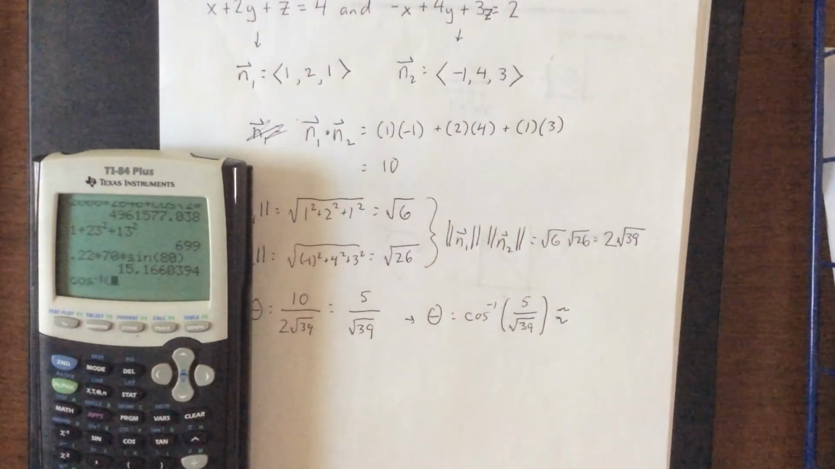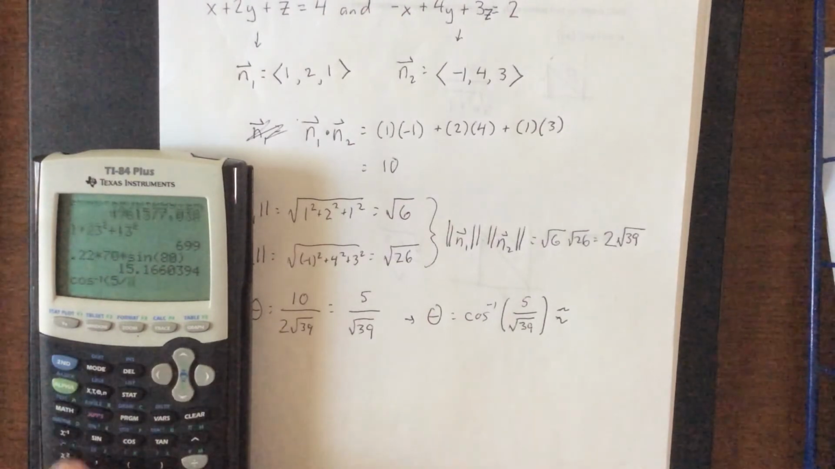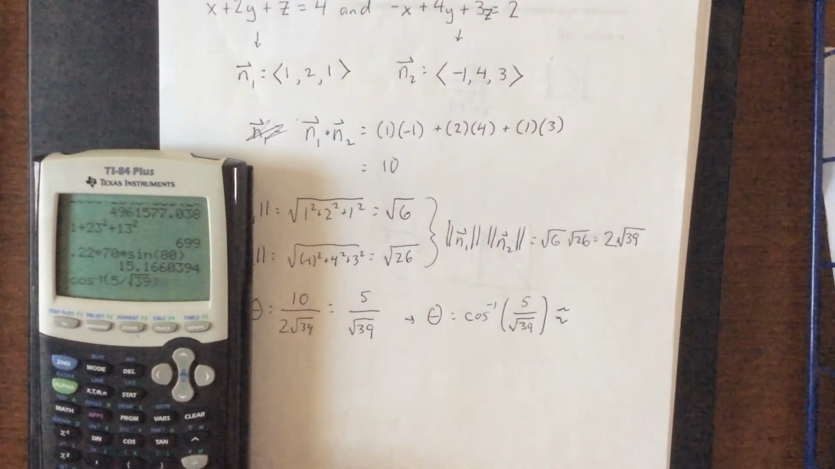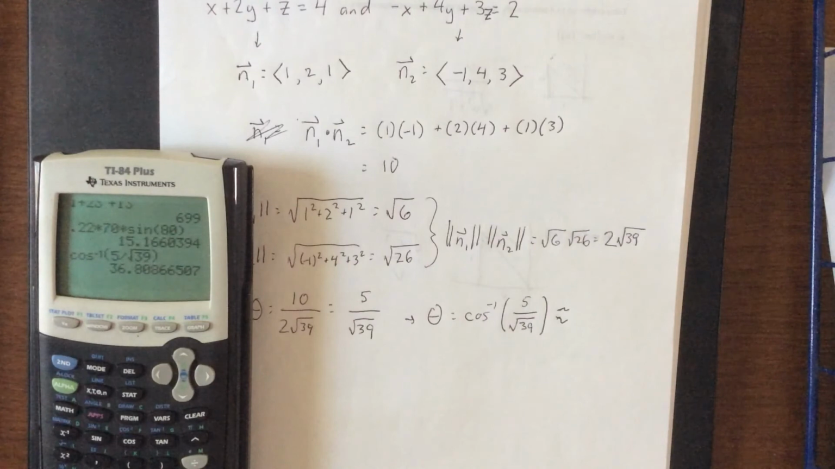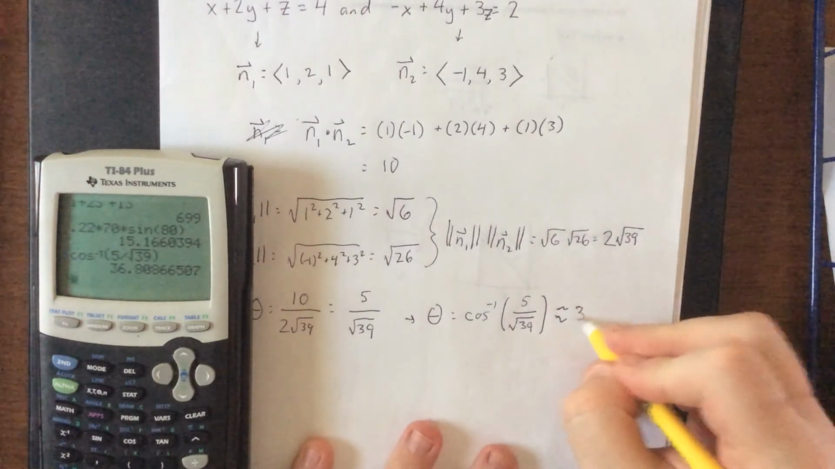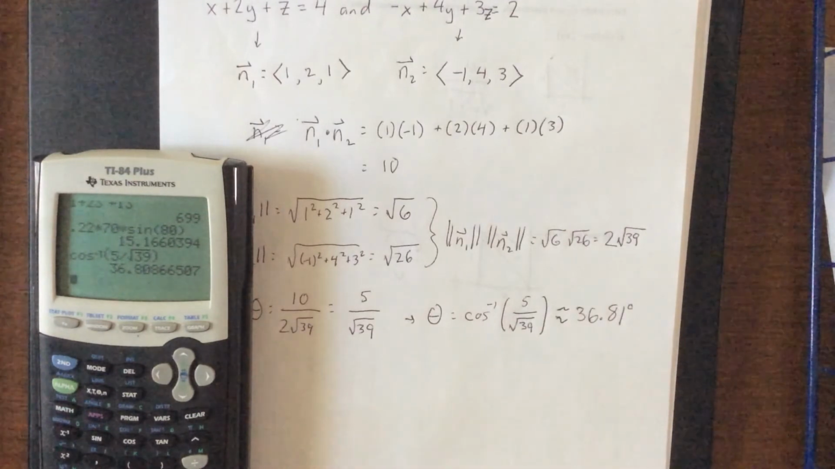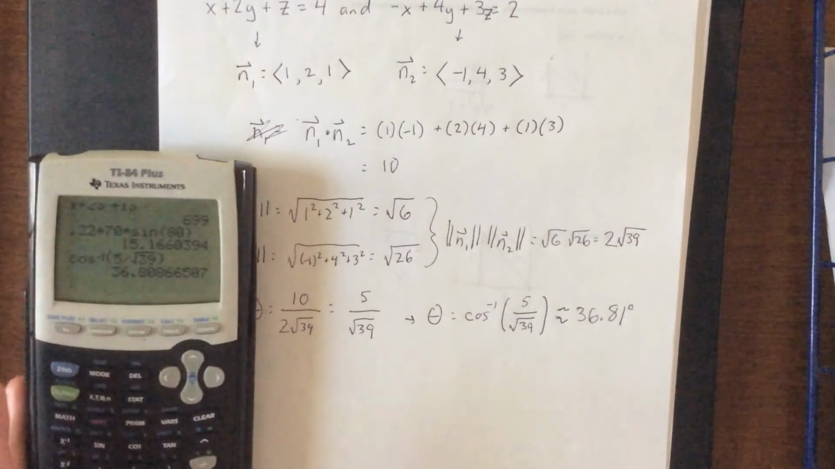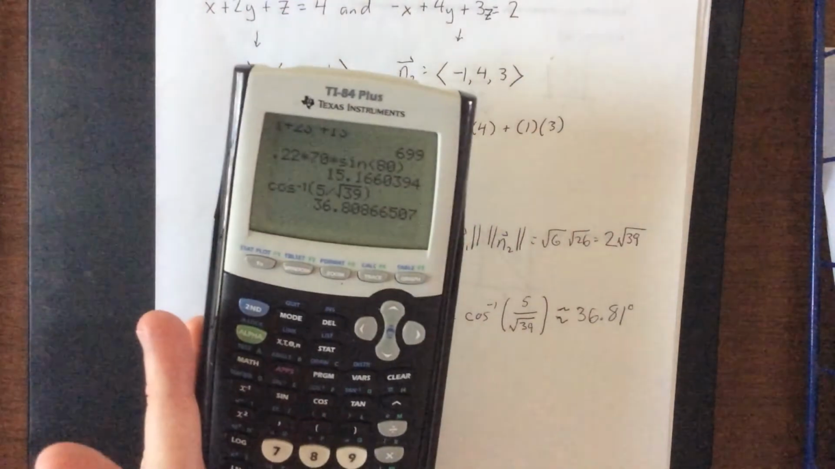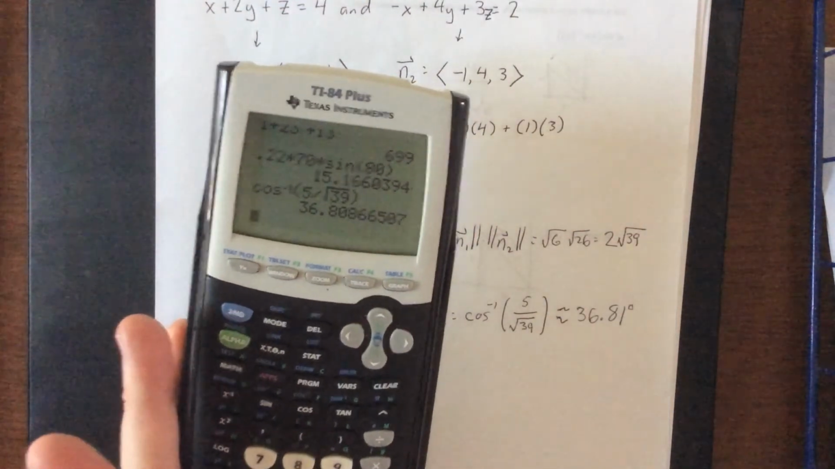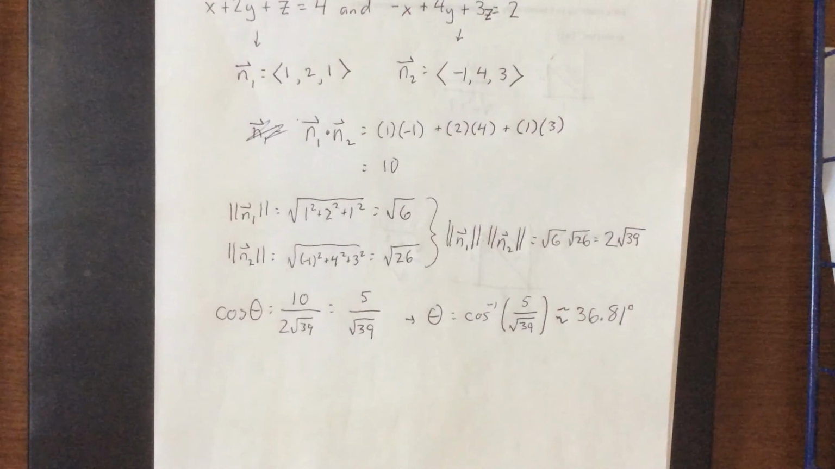Looking for an arc cosine of 5 divided by the square root of 39, and rounded at the second decimal place, as we typically do in these videos, that is about 36.81 degrees. Now again, if we had gotten something obtuse, then we would have subtracted that result from 180 degrees. Thankfully, the result was acute, so we are done with this problem and this video.